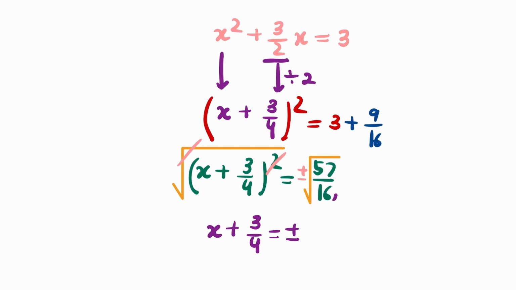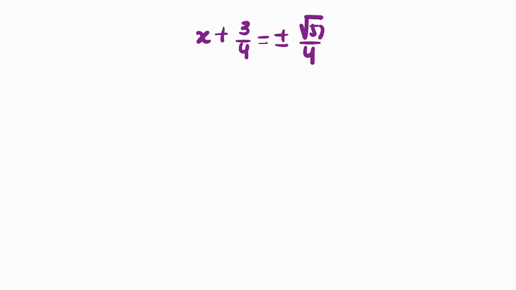We can take the square root of the denominator here. What is the denominator? 16. And what is the square root of 16? The square root of 16 is equal to 4. And then we can rewrite the numerator part. We cannot take the square root of the numerator part, so we have to rewrite it as the square root of 57. Now what can we do? We can take plus 3 over 4 to the other side of the equation as minus 3 over 4. X is equal to minus 3 over 4 plus or minus the square root of 57 over 4.